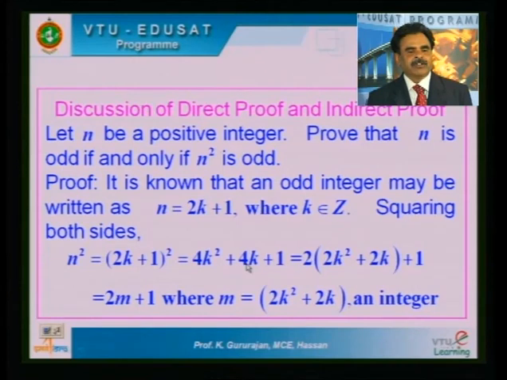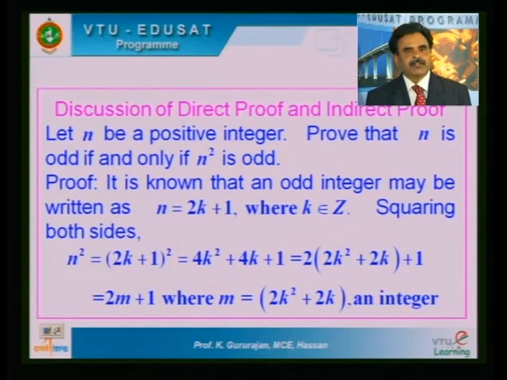You can verify, say for example, 27 is an odd number. So what about 27 whole square? 729, right? So 13 is an odd number. 13 square is 169, which is again an odd number, right? But these are just illustrations. Here we have proved it logically, by using the definition of an odd number and then the squaring concept.